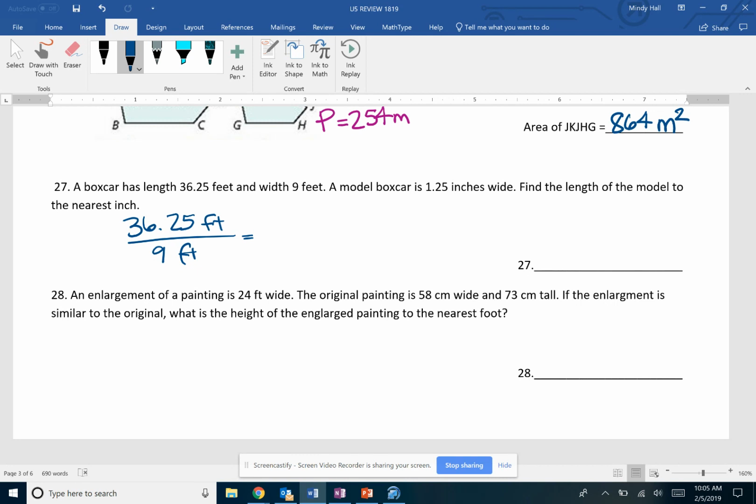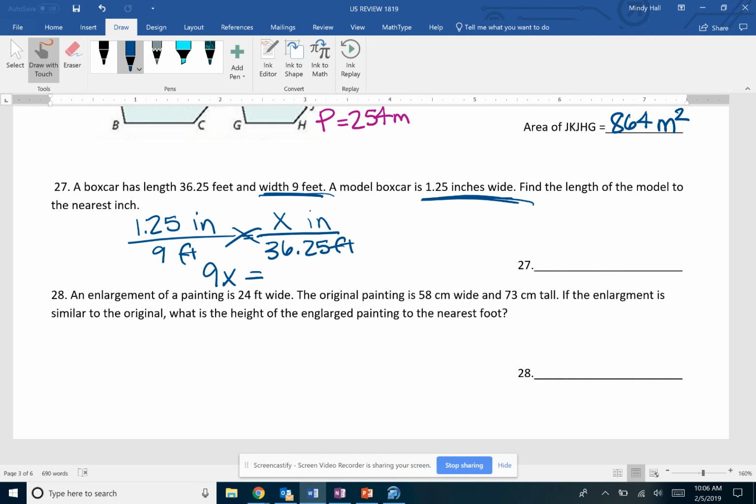So actually, let me set this up slightly different. I'll set it up with the width is 9 feet and the width of my model is 1.25 inches. And it's going to equal my unknown length of my model. So I'm just going to put X inches because we don't know. And 36.25 feet. So if you notice, my feet are all in the denominators, my inches are all in the numerators. If you had it so all of your feet were on one side and all of your inches were on one side, that's totally fine. But just be aware that when they say 1.25 inches wide, they're referring to the width, and it's going to correspond to the 9.